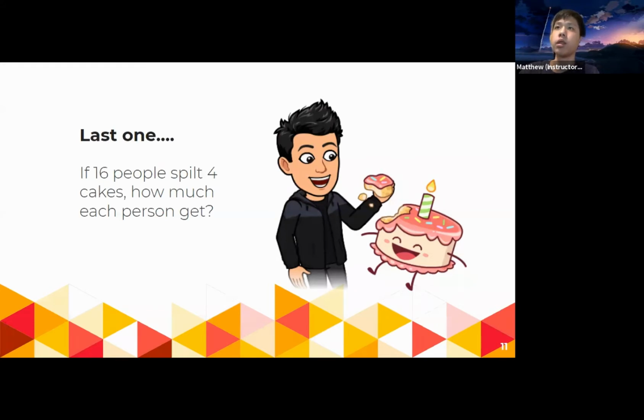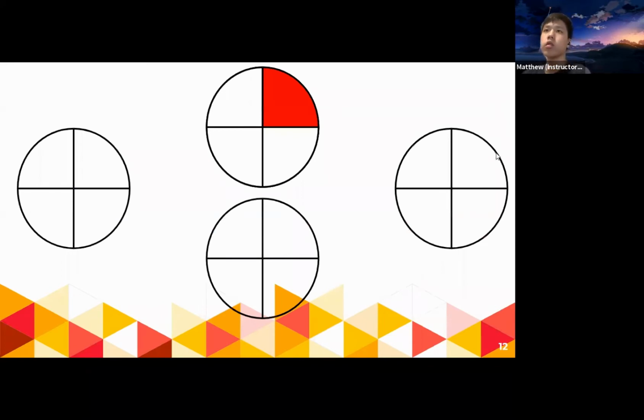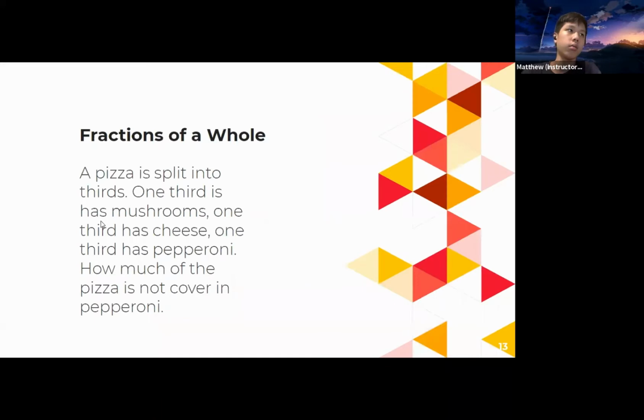If 16 people split 4 cakes, how much cake would one person get? You split all 4 cakes into 16 slices. Hence, everyone will get 1/4 slice, as shown here. So let's try fractions of a whole.